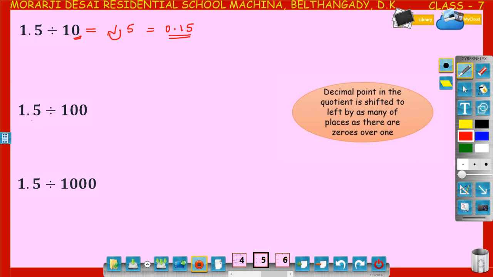Now when you are dividing 1.5 by 100, there are 2 zeros in front of 1. So the point has to move. See, the point is here. It should move 2 steps. Here there are no digits, so put 0 and 0 here. 1 step, 2 steps. So the point comes here, that is 0.015.